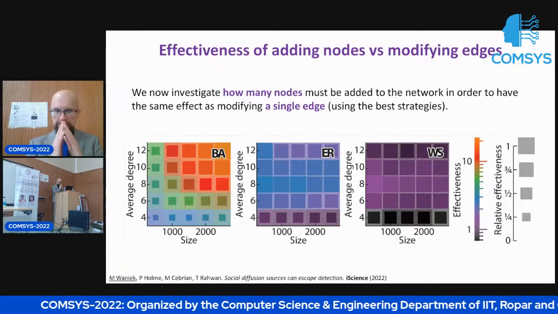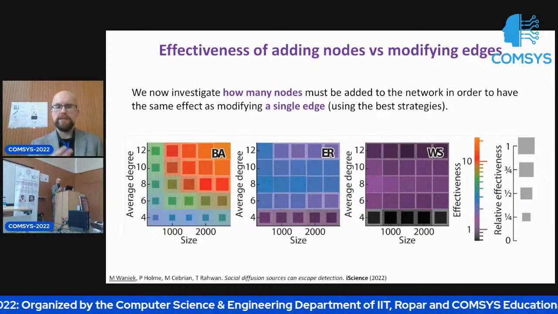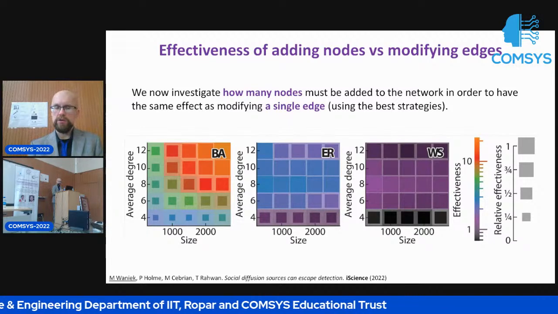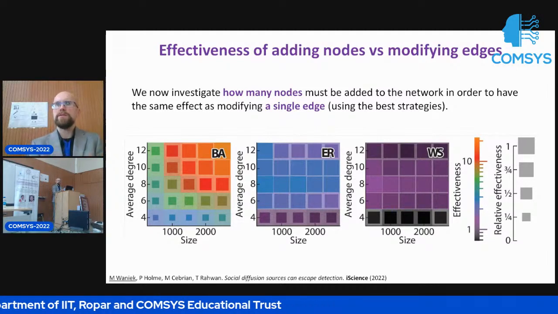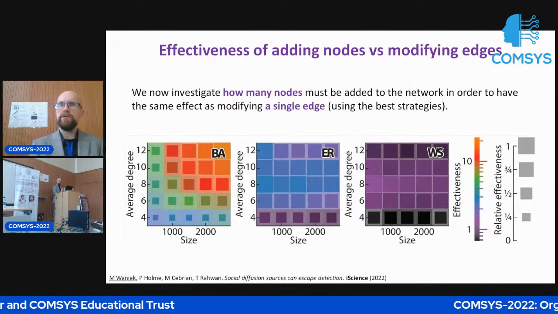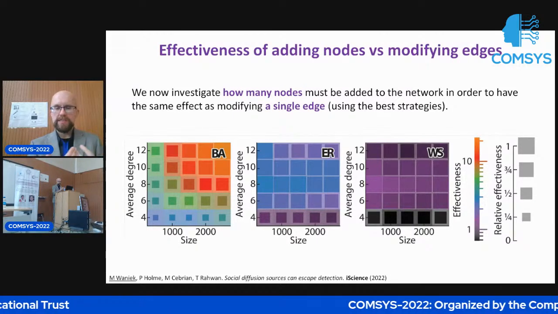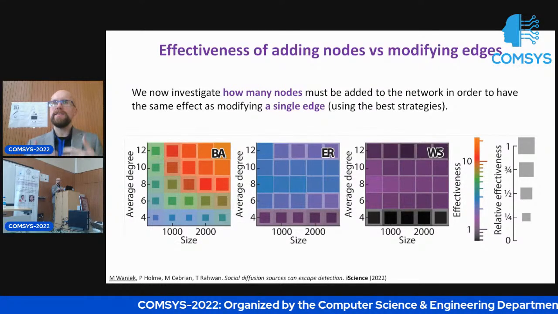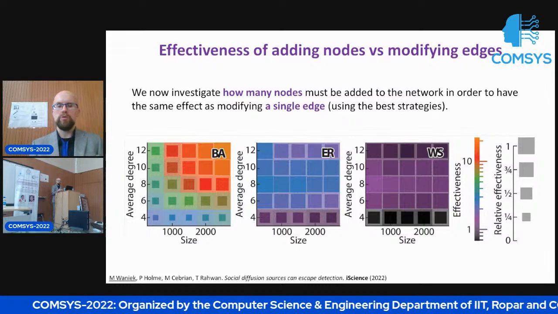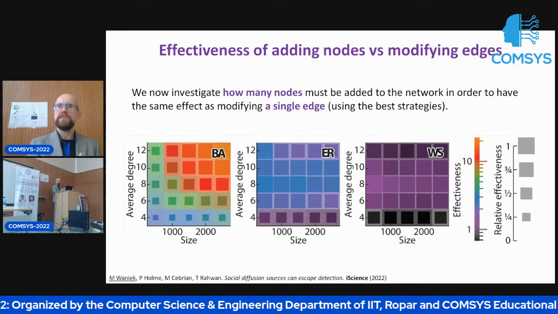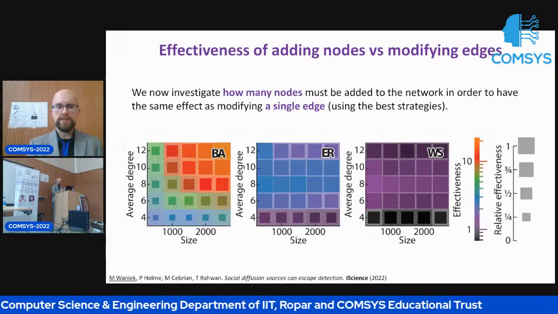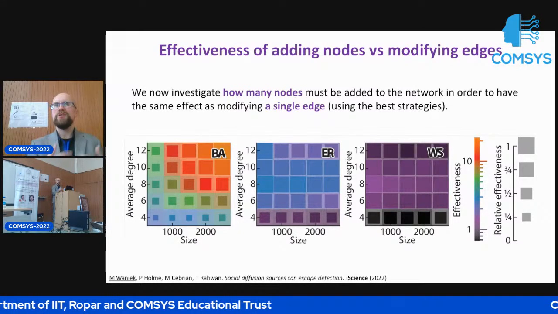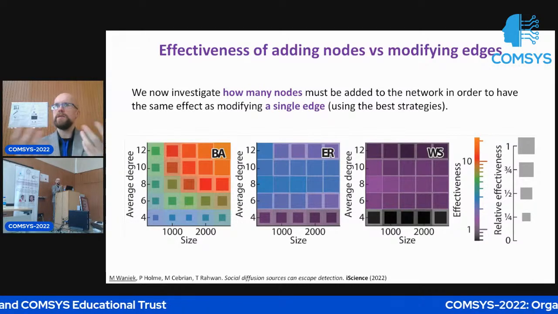Here we can see these plots show us how many nodes have to be added to the network in order to achieve the same result as removing a single edge. So you can see that in most cases, particularly Barabasi-Albert networks, I have to add tens of nodes to the network to get the same result as removing just a single edge. So in a sense, if I can allow myself to remove some of my connections from the network, it usually is much more effective than adding nodes.